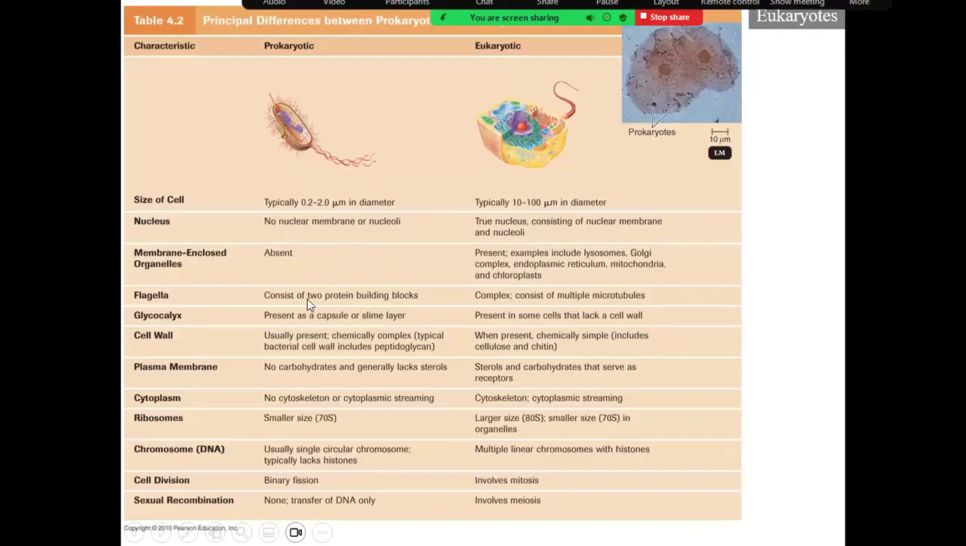Both of them may contain a flagellum or flagella. There are some differences. We're not going to really talk about the differences in the flagella. The glycocalyx can be present in both eukaryote and prokaryote cells. It's a substance secreted by the cell external to the cell.